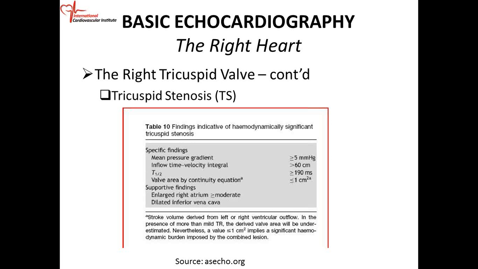All right, and then a supporting finding is an enlarged atrium, because if the tricuspid stenosis is significant, you can't get blood out of the right atrium, so it's going to get enlarged. Remember, when you trace the area, if that's greater than 18 centimeters squared, it's enlarged. So an enlarged right atrium is also suggestive. And a dilated inferior vena cava, because of increased pressure. Blood cannot get out of the right atrium, so pressure increases.